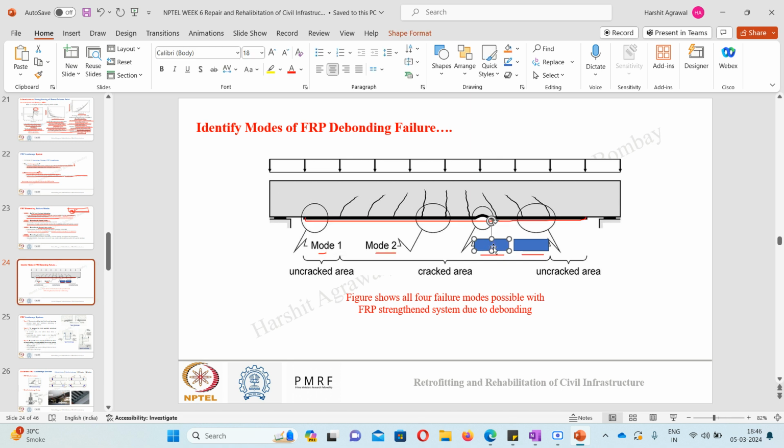The third block represents mode 4. Here you can see concrete crushing happened. Due to concrete crushing, the bond between the FRP and the substrate was affected, and it led to failure of the FRP also. There concrete crushing happened, due to which a depression was created, and it led to failure of the FRP. And finally, this is mode 3, diagonal shear failure, that arose near the supports where shear stress can be critical. Okay, are you clear with all the failure modes and how to identify them? Any doubt in this question?